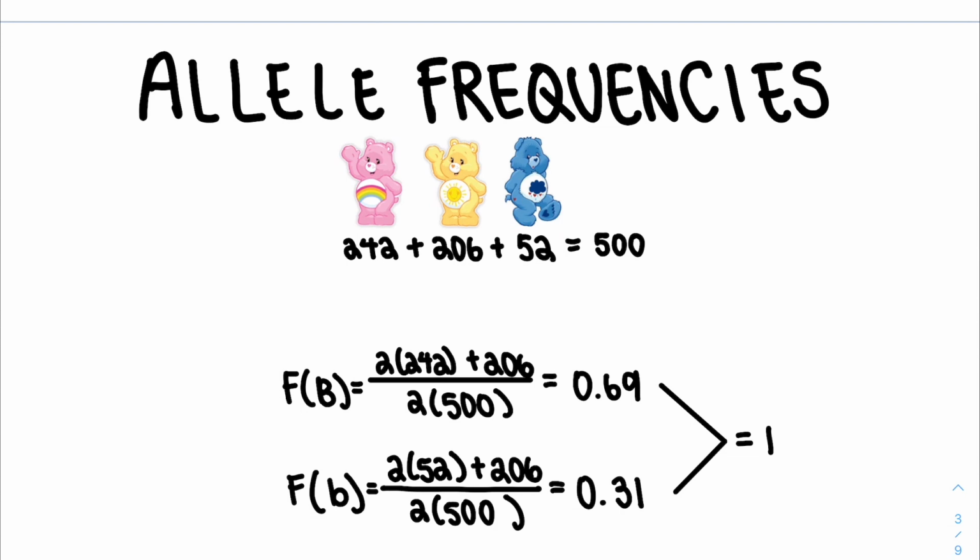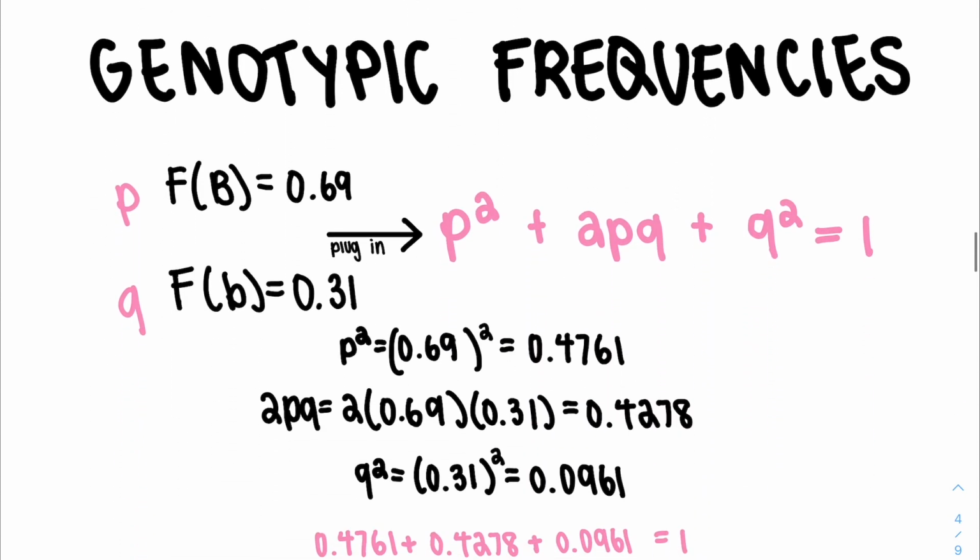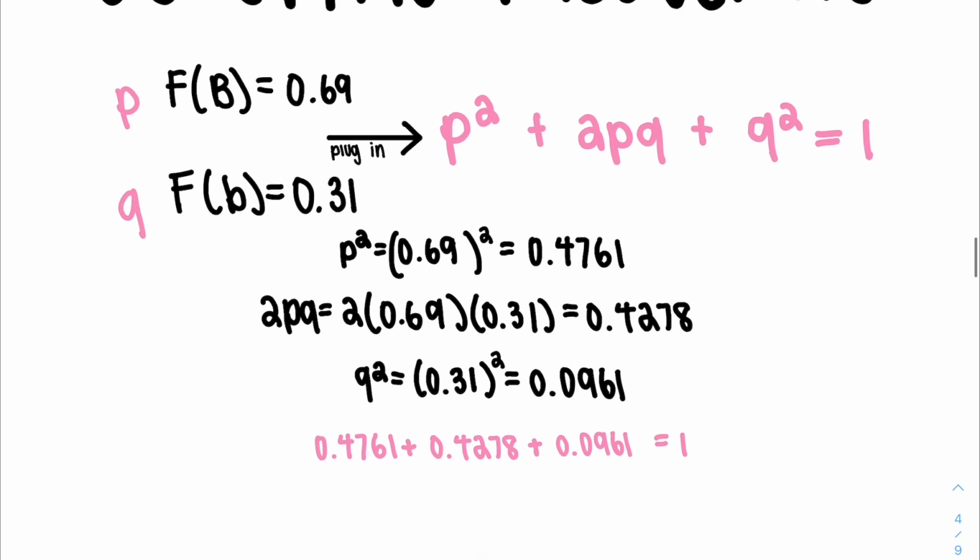With those frequencies we just calculated, we can begin to calculate the genotypic frequencies for the population. Taking the equation that we discussed earlier, we will calculate p squared, 2pq, and q squared to be 0.4761, 0.4278, and 0.0961 respectively. We are now going to take a chi-squared analysis of our population.